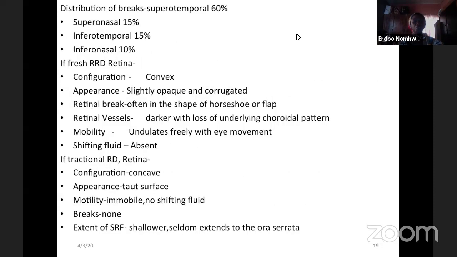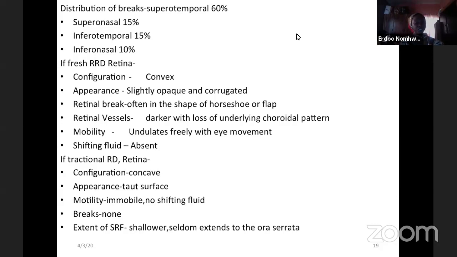So it's also good to know the distribution of breaks. Even before examining the patient, I should have an idea of the general distribution of breaks. It has been said that 60% are located superior-temporally, 15% superior-nasally, 15% inferior-temporally, and then 10% inferior-nasally.